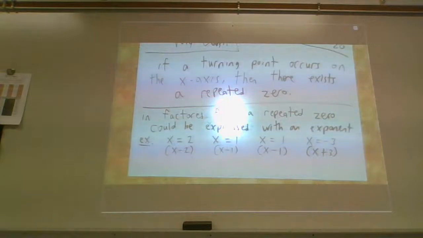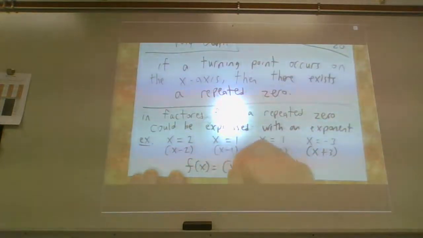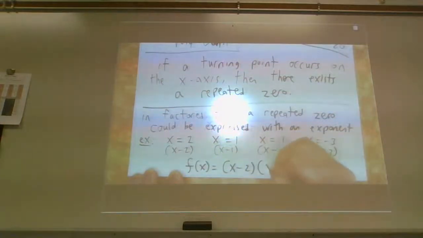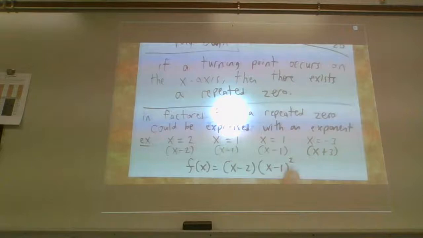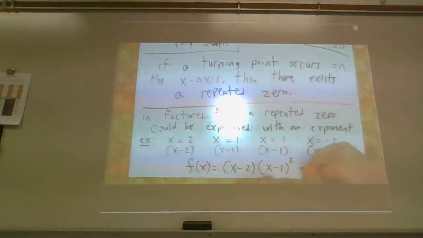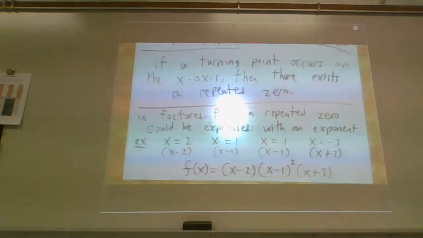So the way that I could write this is x minus 2, x minus 1 with a square, and an x plus 3. That's just another way that you could potentially write the answer to this problem.